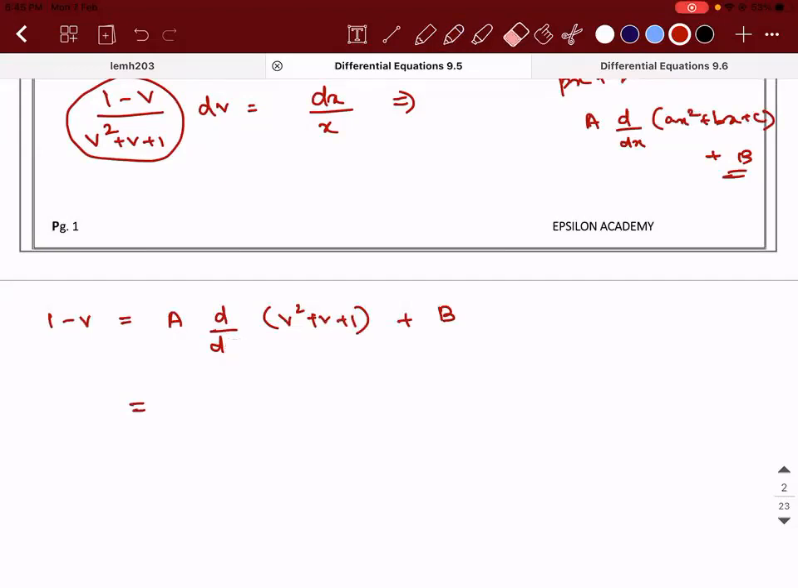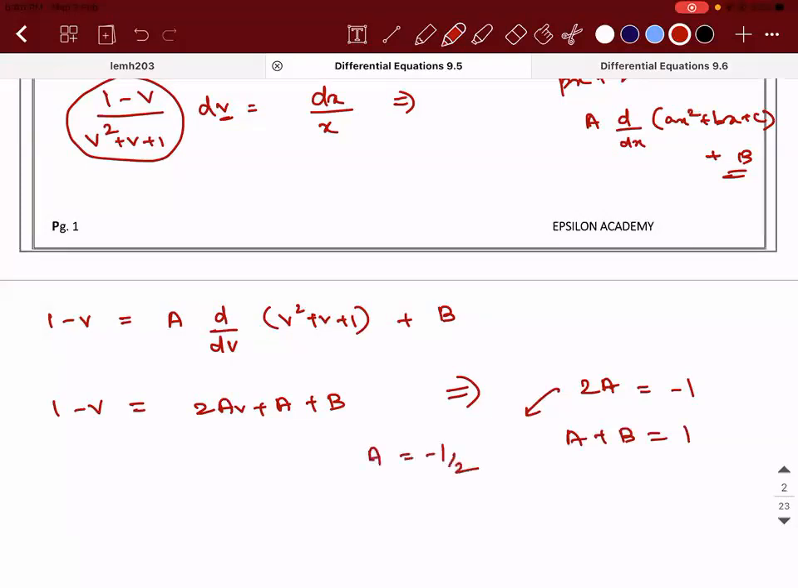Why is it d by dv? Because the function is in terms of v. So 2av plus a plus b is equal to 1 minus v, which implies 2a is equal to minus 1, and a plus b is equal to 1. Correct? Then a will be equal to how much? Minus 1 half. Substitute it here, then b will be equal to 3 by 2.